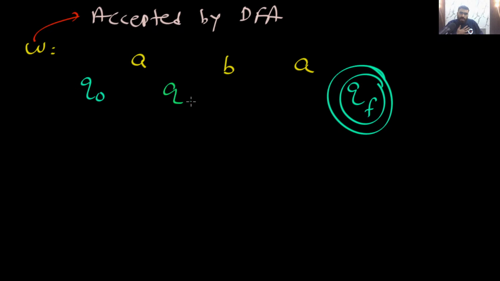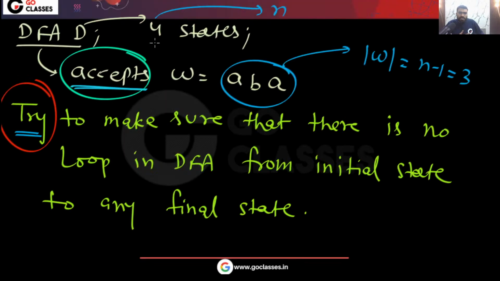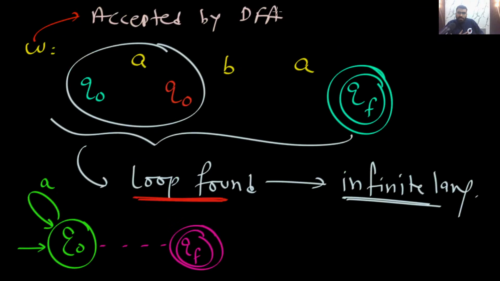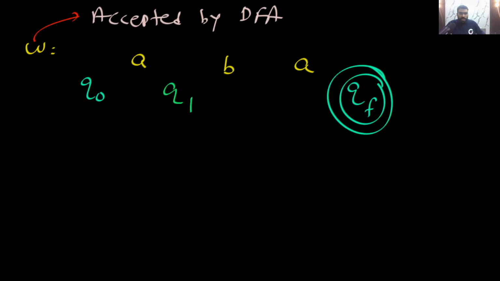Okay, no problem. Let me take Q1, because I have 4 states. In this DFA, there are a total of 4 states, so I can use Q1. Now you tell me one thing. If I use Q0 or Q1 here, then will I get a loop if I do this?